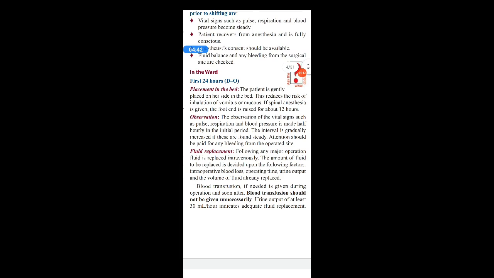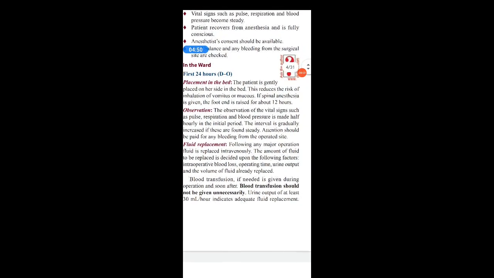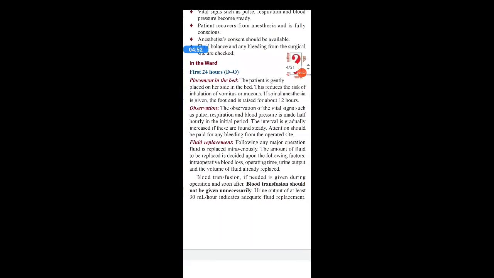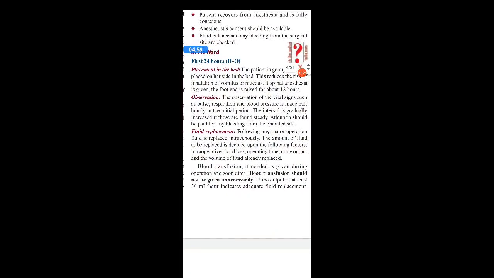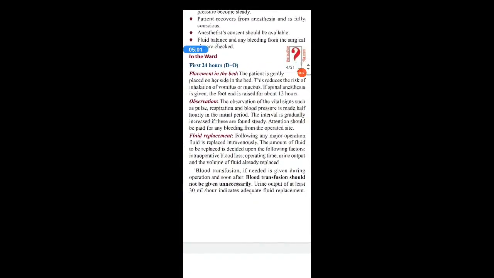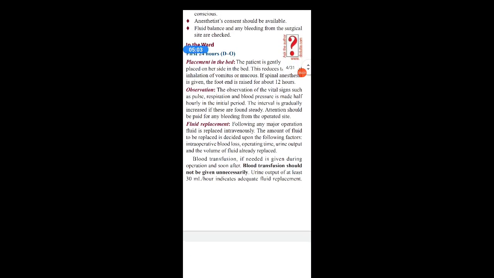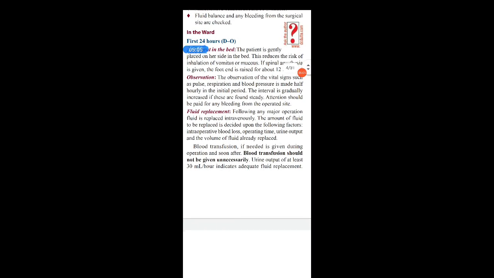If she has undergone spinal anesthesia during the surgery, then you have to keep the foot end elevated for about 12 hours. Observation: the vital signs such as pulse, respiration and blood pressure are observed half hourly in the initial period. The interval is gradually increased if they are found steady. Attention should be paid to any bleeding from the operated site.